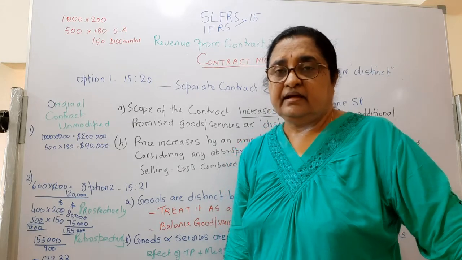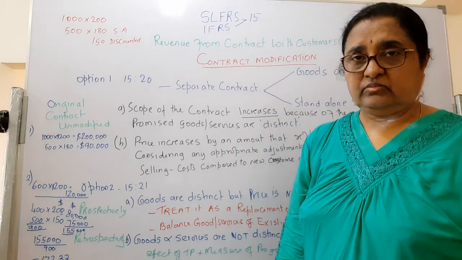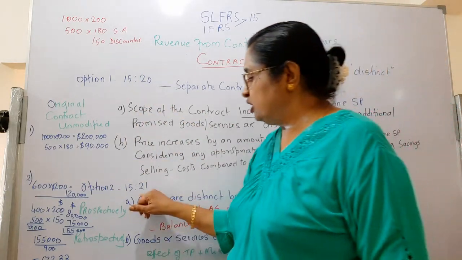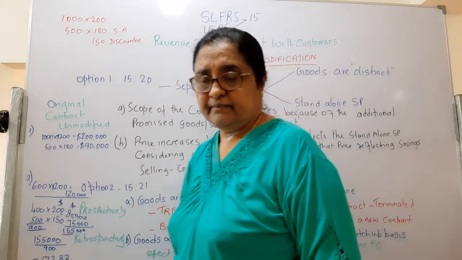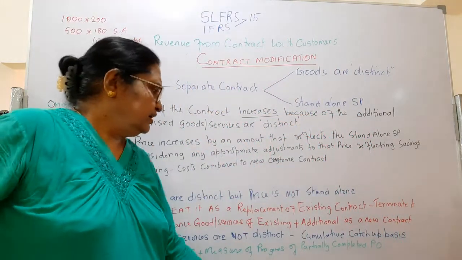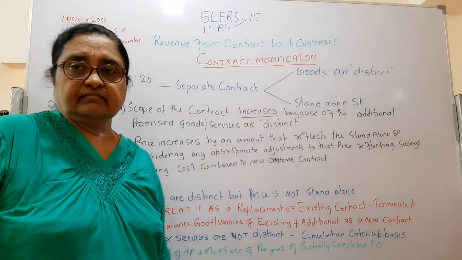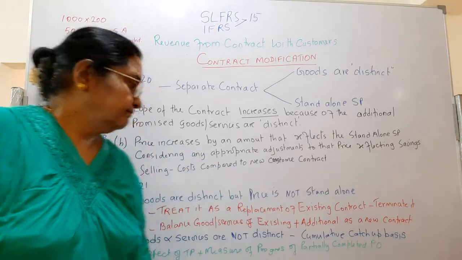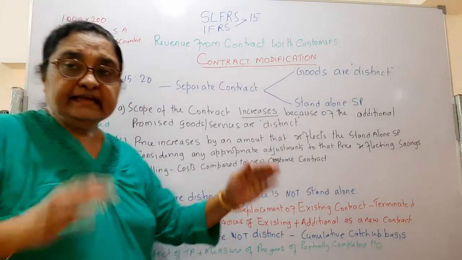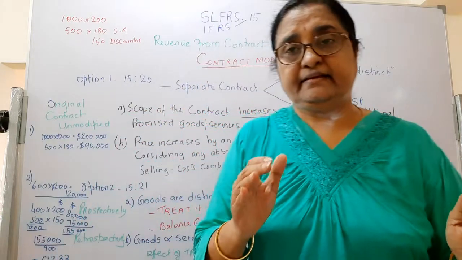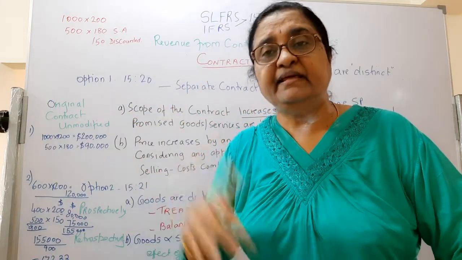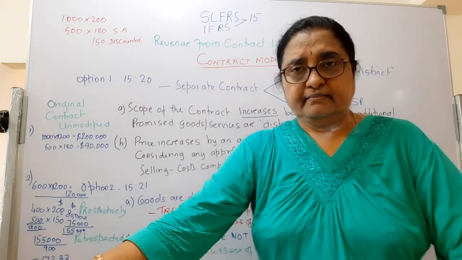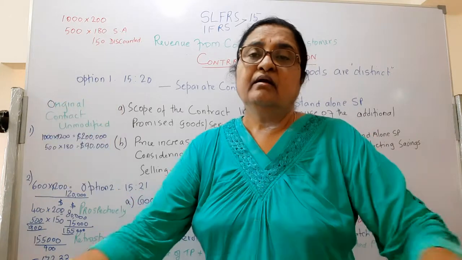But otherwise, if these two criteria are not met, you go to para 21. Para 21 says, if the goods are distinct, still the price is not standalone, then treat the new modification as a new contract in place of the existing contract. Replace the existing contract up to which you have performed the obligation. You have satisfied the performance obligation.